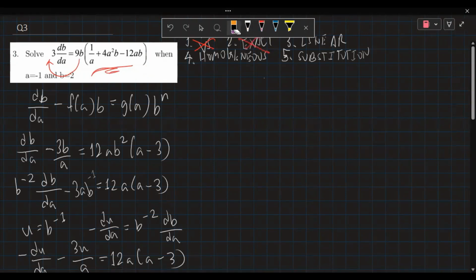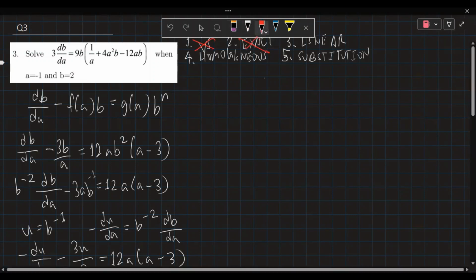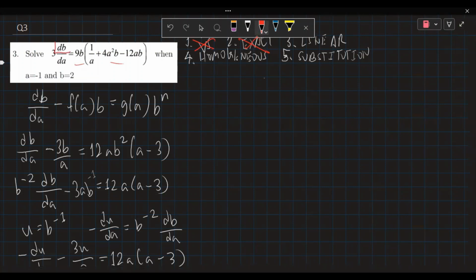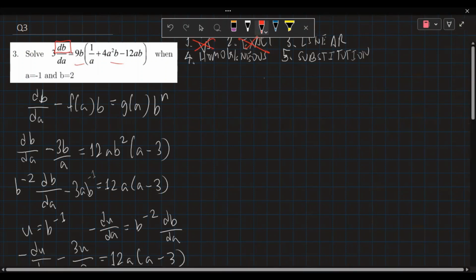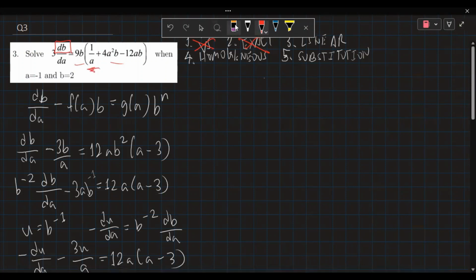Next, is it linear? We can immediately see that it is not linear, because our B is multiplied to B here. And our dv, the dependent variable that we have to emphasize for linearity, will not be possible. So it is not linear. Is it homogeneous? It is not homogeneous. So 1 over A. So substitution. Let's check if it is Bernoulli's.